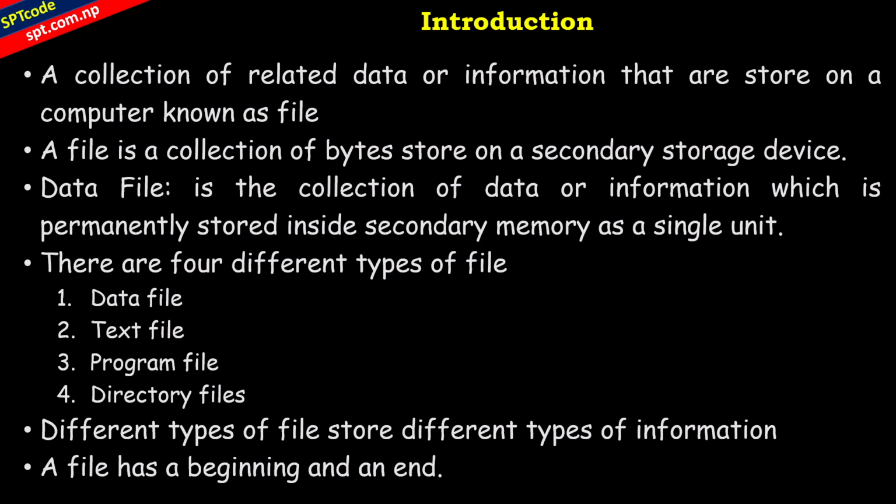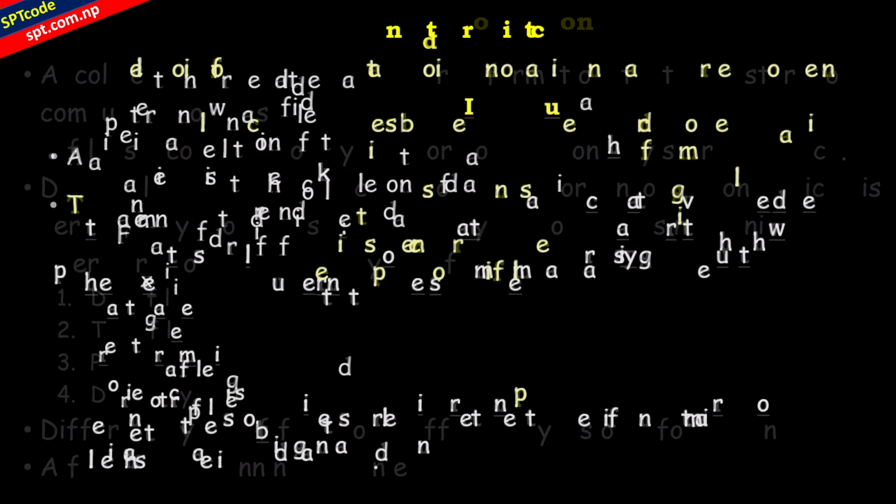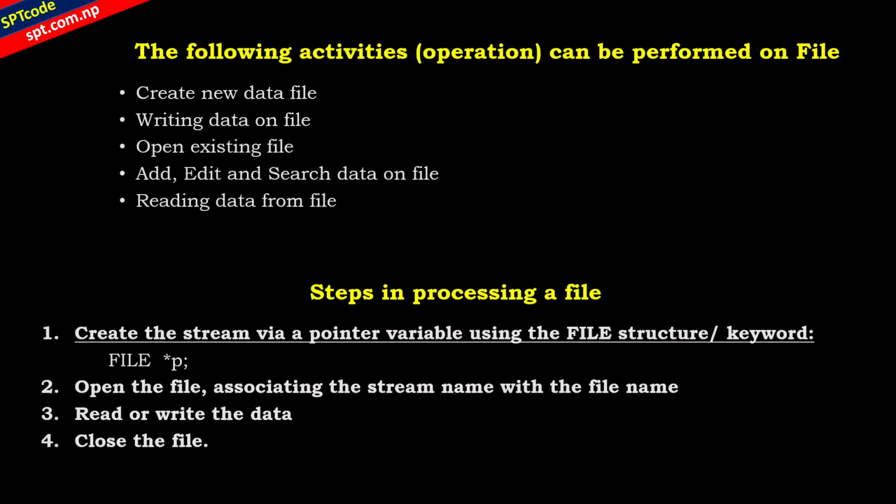But here we are going to talk about the data file, and how we can create it by using a program file. We are going to create a text file or data file. There are different types of data file, like audio file, video file, and directory files. Each file has its beginning and its ending points, and there are the following activities that can be performed if you are working with a file.